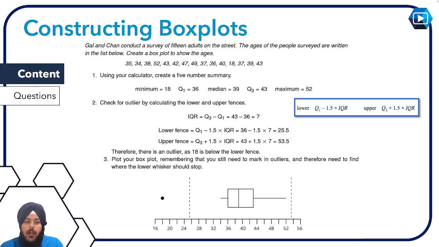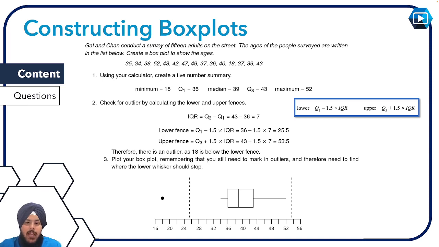So the point of calculating the upper and lower fences is sort of like finding the boundaries of the data. And any values that are not situated within these boundaries are considered outliers. So in this data, any values that are below 25.5 will be considered an outlier. And any values above the upper fence of 53.5 will also be considered an outlier.